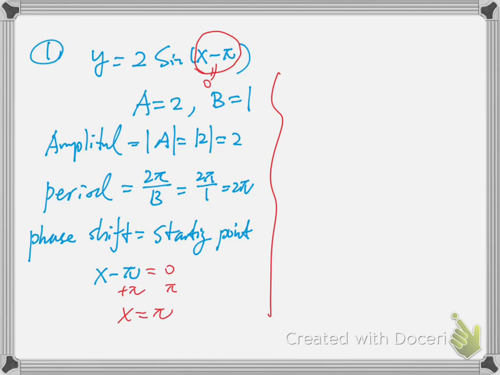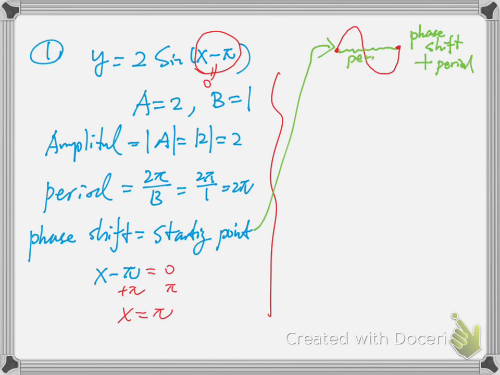Now what's the sine curve? The sine curve starts from 0, goes up to 1, goes back to 0, goes down to negative 1, and goes back to 0. This is the starting point of the phase shift. Let's use a green color. This is the starting point of the pattern. And then what's the end point? The end point will be the phase shift plus the period. How long we traveled on the x-axis is the period.